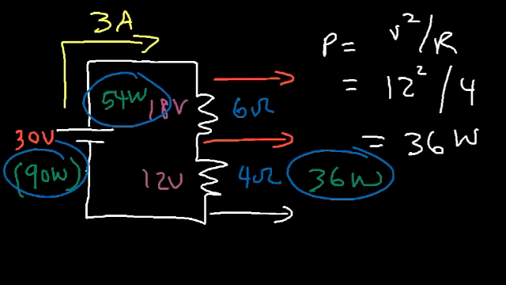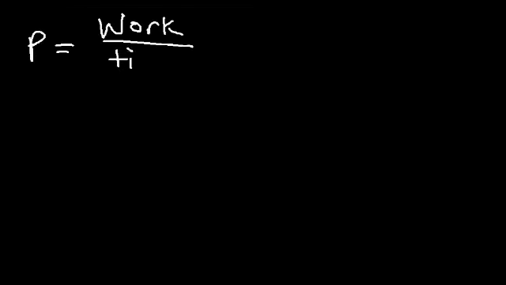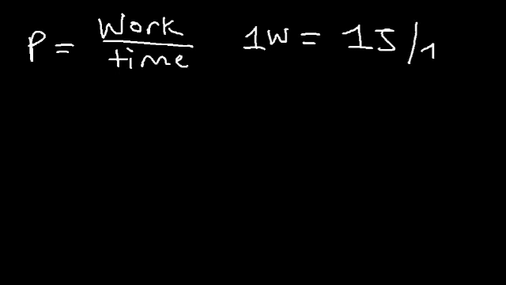Now, what exactly is power? How can you define power? Electrical power, or power in general, is work divided by time. 1 watt is 1 joule per second. So power is the rate of energy transferred.